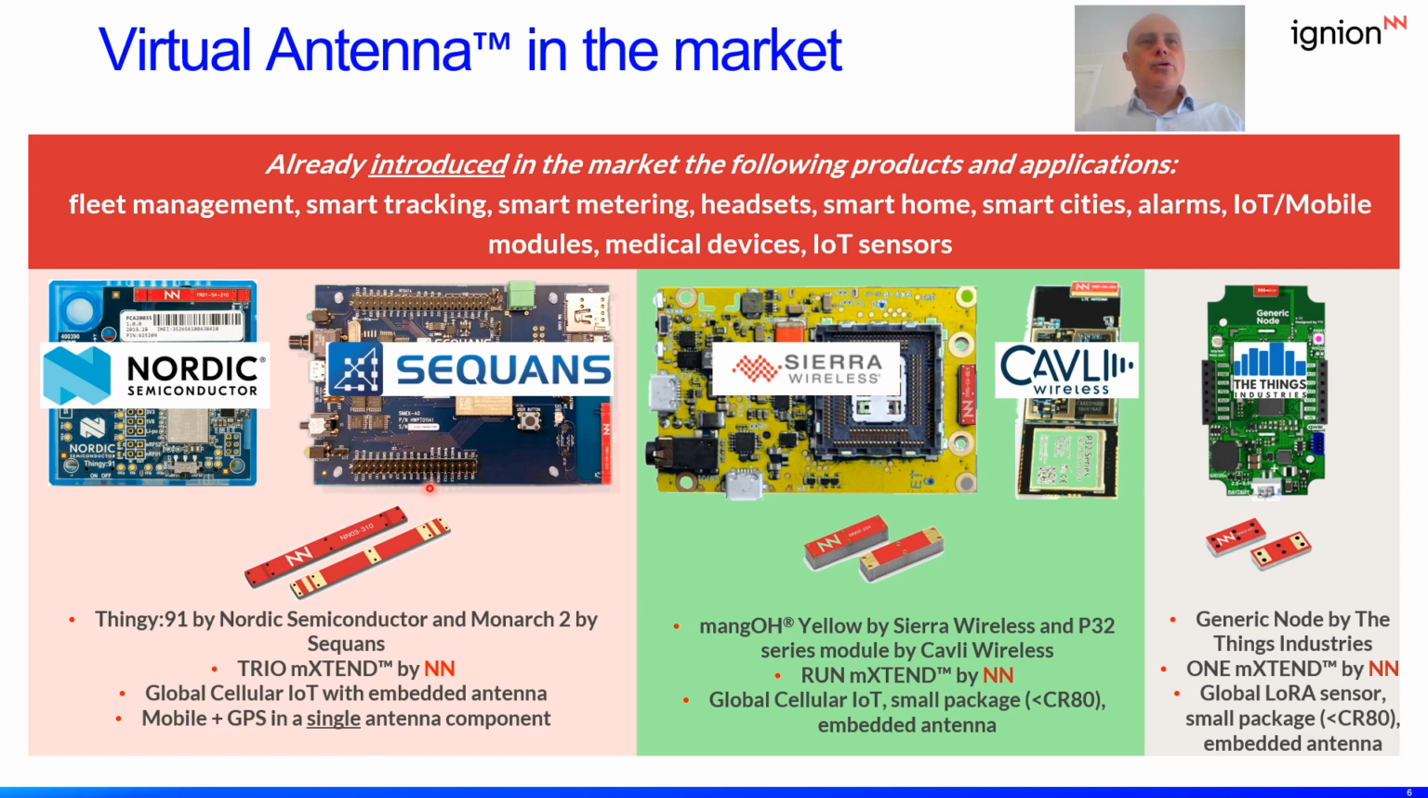Virtual antenna products are already adopted in many IoT devices. Here we have some of the flagship devices for IoT from Nordic Semiconductor, Sequans, Sierra Wireless, and Quectel Wireless. These are examples for the cellular IoT space. The red component is a virtual antenna product. And here we have one for LoRa 900, which uses this tiny antenna booster that we are going to talk about, which is the generic node developed and designed by The Things Industries.